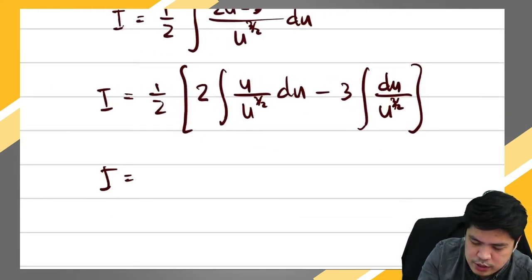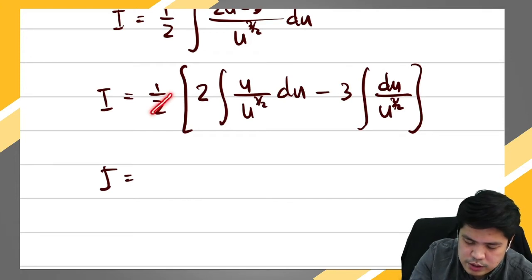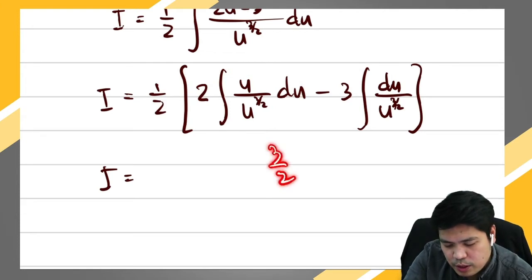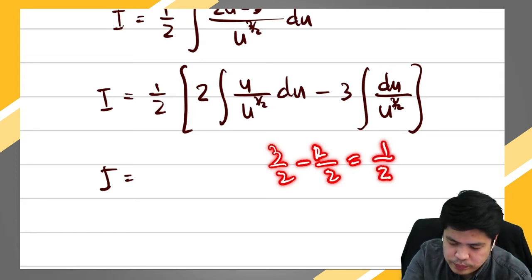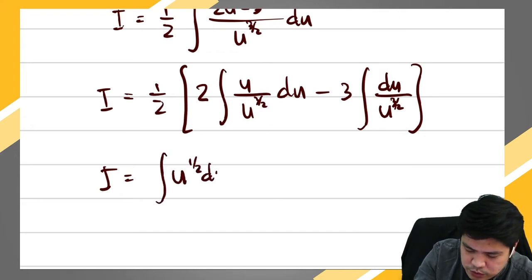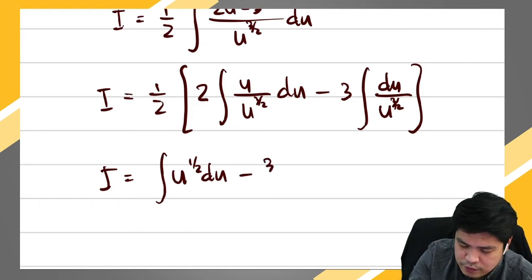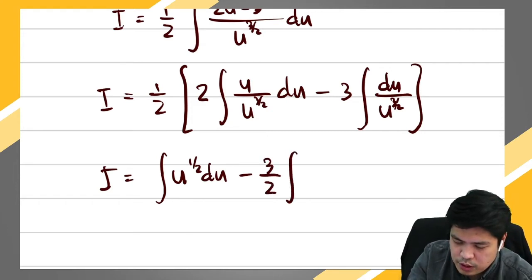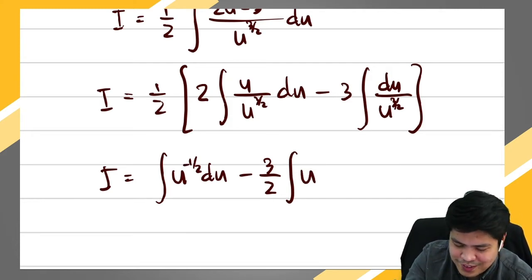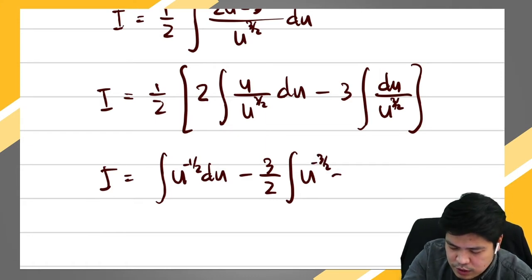So therefore, I is equal to, the 1/2 cancels out for the first term. What is 3 halves minus 1? Over 2, it is 1/2, right? So this is the integral of u raised to 1/2 du minus 3 times u raised to, sorry, it is negative 3 halves du. Just tell me if I make an error. u raised to negative 3 halves du.